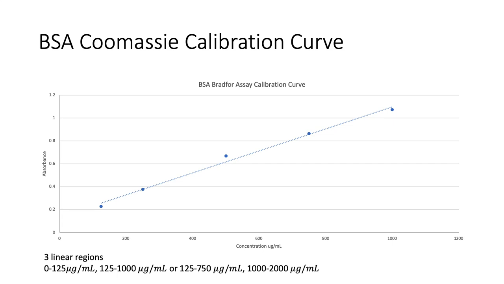The other region is in the middle here, either from 125 to 1,000 or 125 to 750 micrograms per milliliter. When you get your data, you can graph both of these regions to see which one gives you a more linear and steeper slope, and that's the one you can use to calculate your unknown samples. The third region is above 1,000 micrograms per milliliter, but as you can see, you're getting above 1 absorbance unit there, and so it's not as accurate beyond there. So we're not going to worry about that.